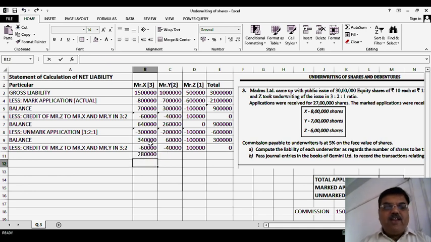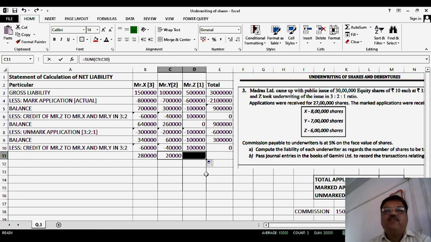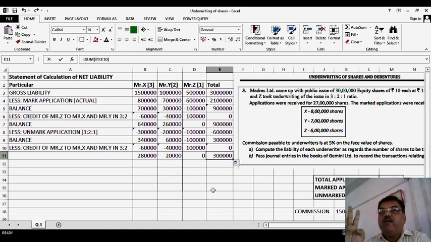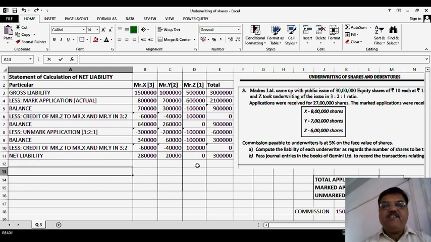So let us see what the balance amount is over here. Mr. X has to take how many shares? 2,80,000. Mr. Y has to take how many? 20,000. And Mr. Z's liability has become nil, there is no liability, and here the balance of 3 lakh has come. That means who has to take the remaining 3 lakh shares? Mr. X has to take 2,80,000, and Mr. Y has to take 20,000. So 2,80,000 plus 20,000 is the net liability. And that is the solution of the first part of the answer.